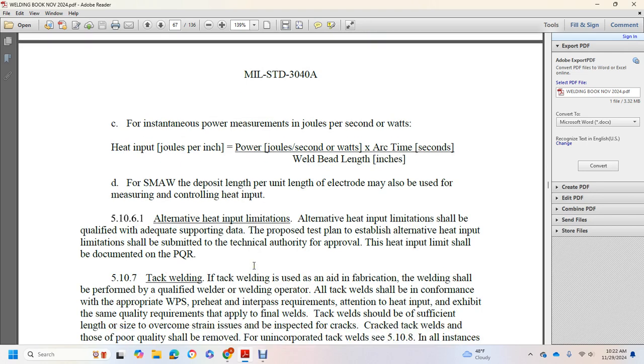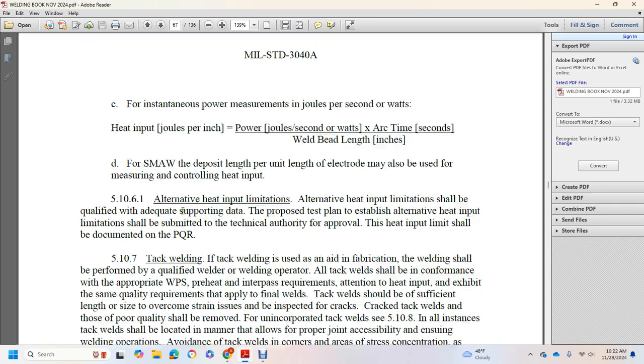heat input. Alternative heat input limitations. Alternative heat input limitations should be qualified with adequate supporting documents and a proposed test plan. Alternative heat input limitations shall be submitted to the technical authority for approval. The heat input limit is documented with the performance procedure qualification record.